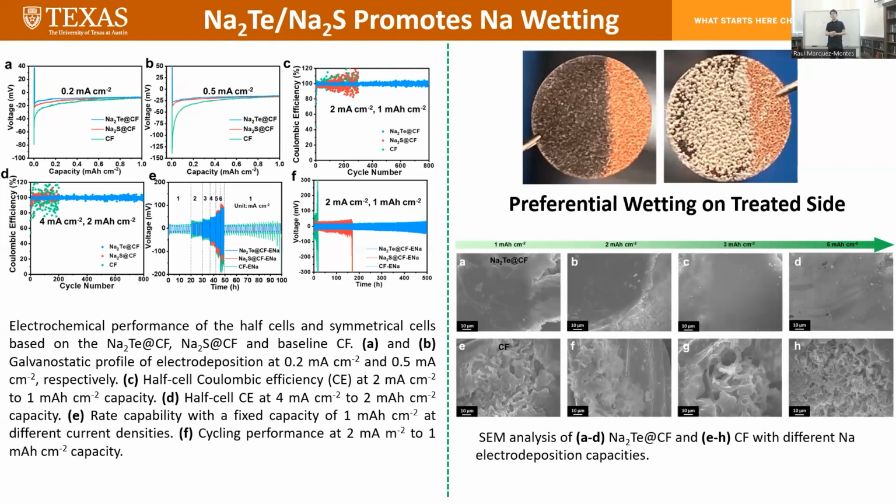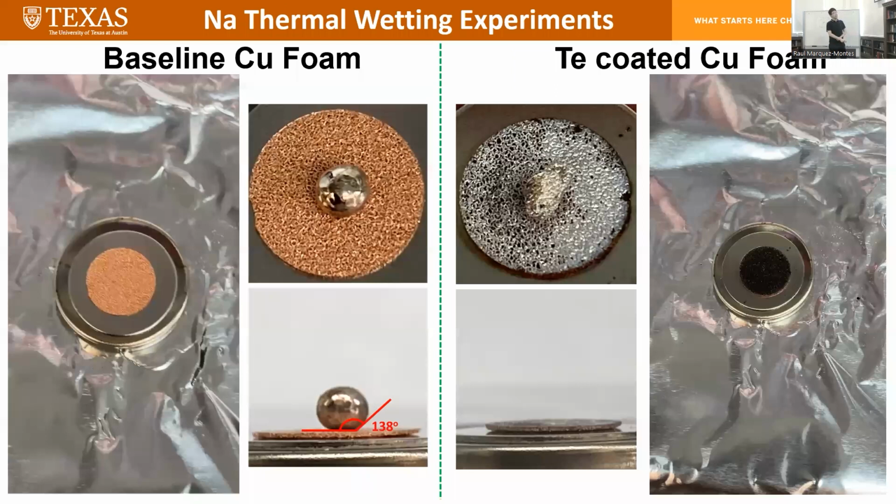However, if you use baseline copper and not the modified current collector, you can see the dendrite starting to grow even at a very early stage, and all the way to the 5 milliampere hour. So this again proves that the modified collector is key to improve the sodium wetting and to prevent dendrite growth from the onset. Now I'm going to show you some videos, which are pretty interesting.